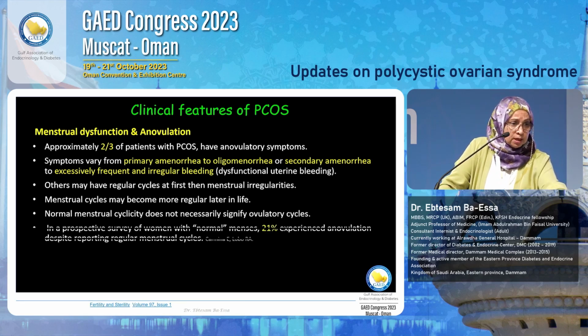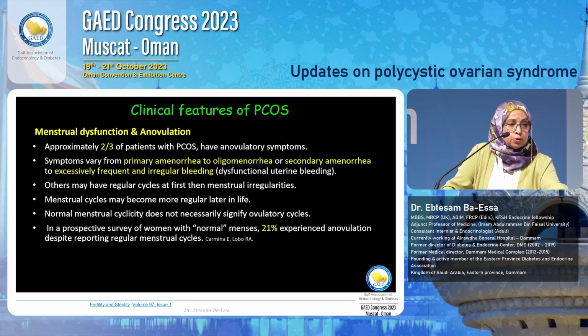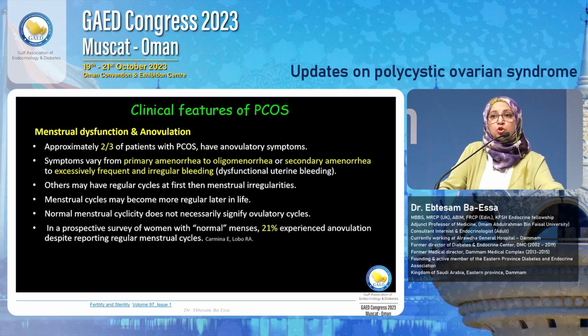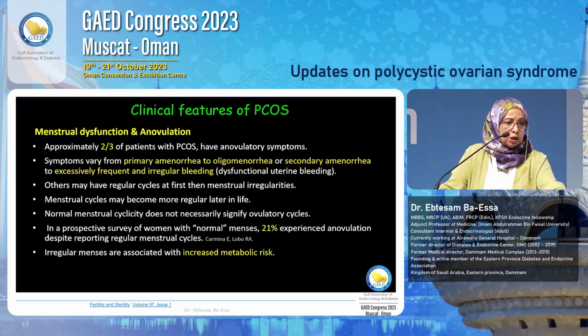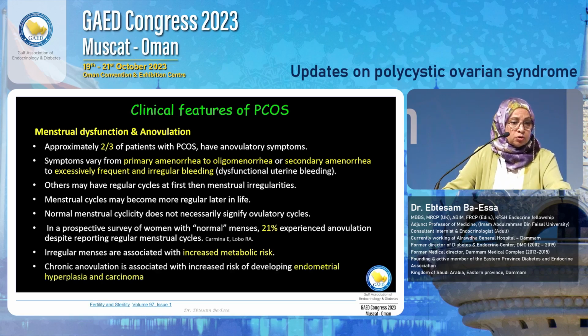This is very important. And in a prospective study where they looked at normal volunteers, they found that 21% of those volunteers had cystic ovaries while they did not have the disease. So the presence of ovarian cysts on ultrasound again does not confirm the diagnosis. And irregular menses are associated with increased metabolic risk and its consequences, and chronic anovulation may also increase the risk of endometrial cancer and hyperplasia.